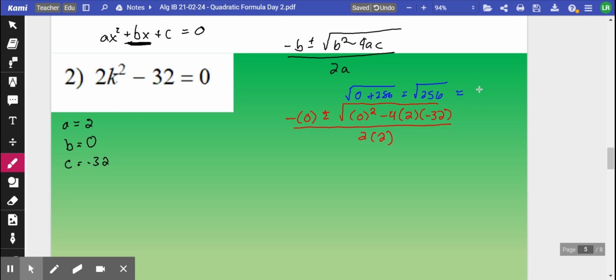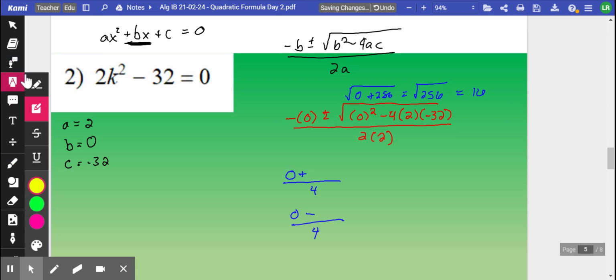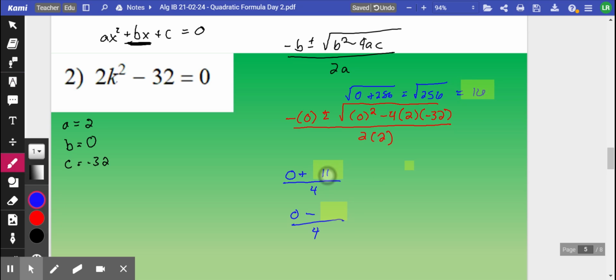Let's square root that. The square root of 256 is 16. So I need to break this up. There's no such thing as negative 0, so it's just 0 plus something, and 2 times 2 is 4. And 0 minus something divided by 4. Again, what is this something that comes after that? Well, the answer for my square root. So that's where the 16 goes.